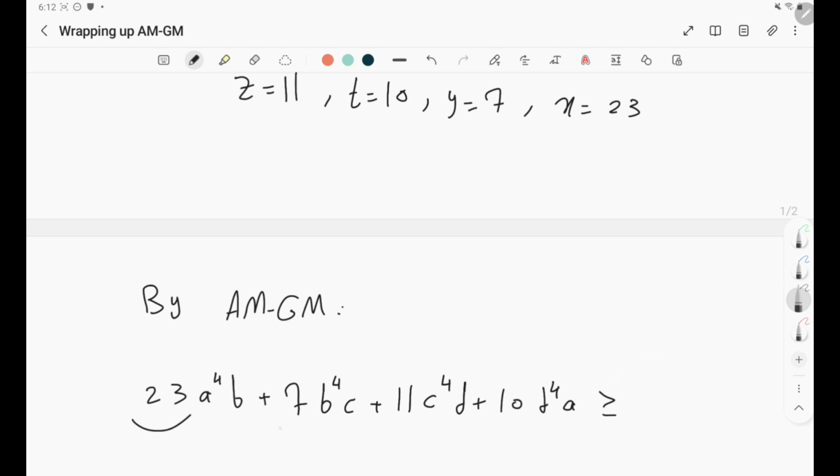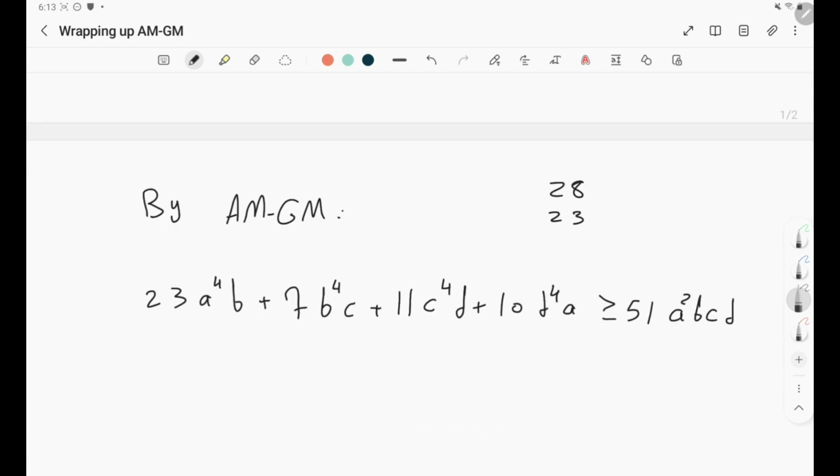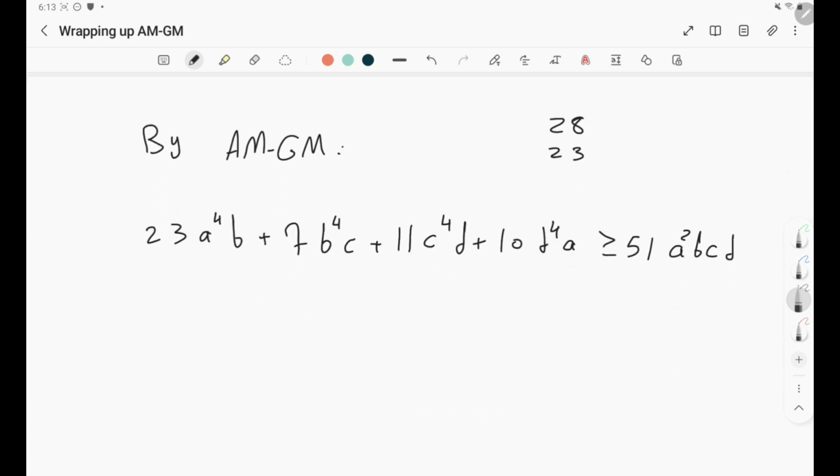Okay, if we add these numbers, 21, then 28, and 23, I think it's 51. Yes, 51, and a square b c d. That's it. This is by simply AMGM, and we simply take the sigma of all of them and it will cancel. And so basically we're done.